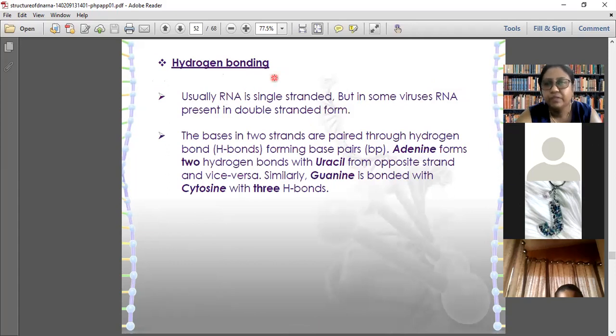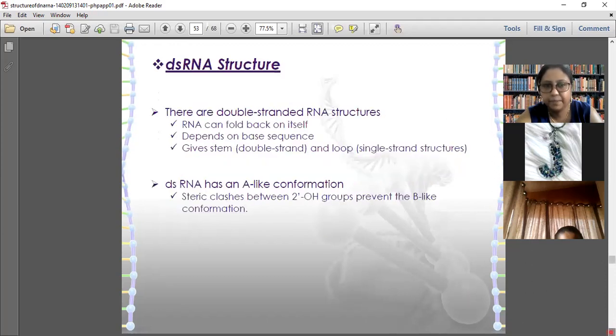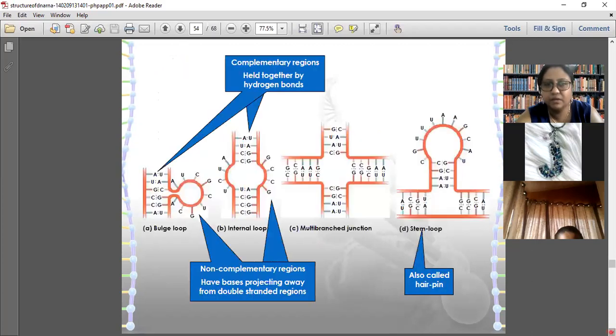As I told you, RNA is single stranded, so there is no chance of double strand or pairing between nitrogenous bases. But in case of any virus where pairing is possible, similar to DNA, in RNA also hydrogen bonding will be there. In that case, adenine will pair with two hydrogen bonds to uracil and guanine will pair with three hydrogen bonds to cytosine. So this is the structure of double-stranded RNA.